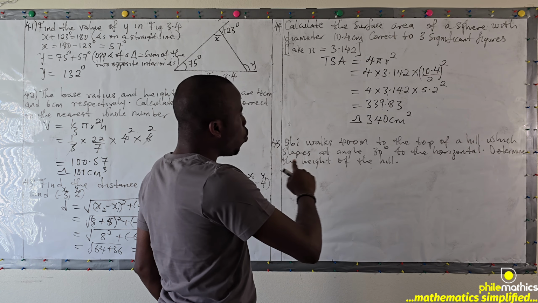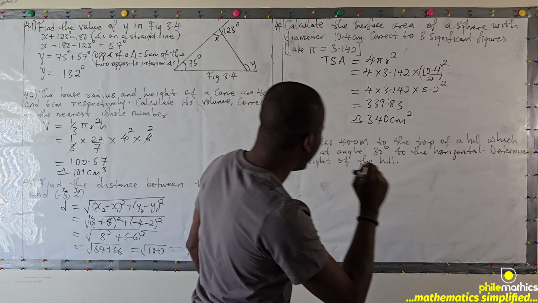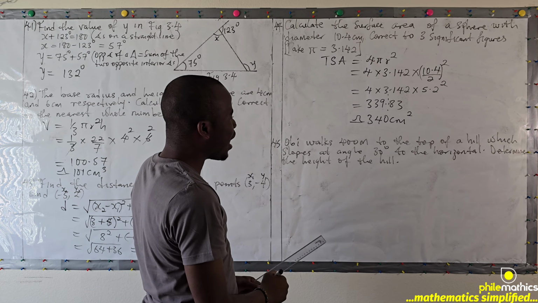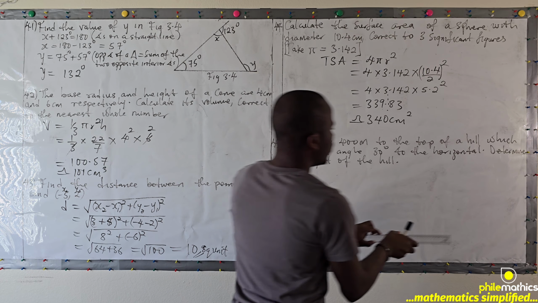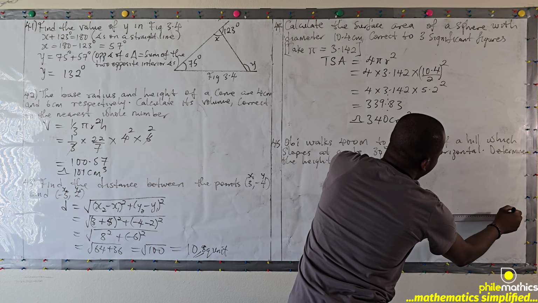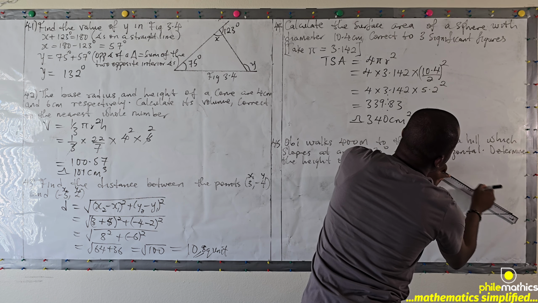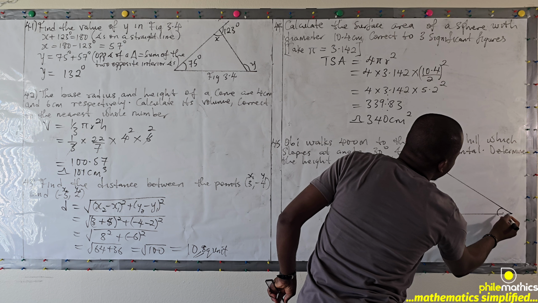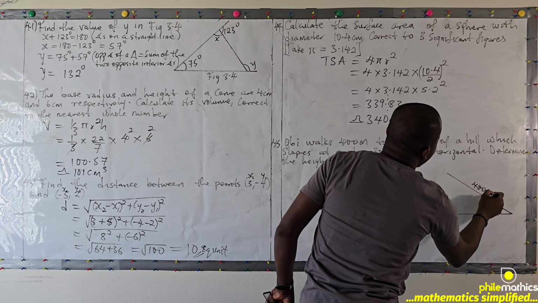45 says Obi walks 400 meters to the top of a hill which slopes at an angle 30 degrees to the horizontal. So if this is the horizontal, Obi walks 400 meters to the top, and the angle slopes at 30 degrees, 400 meters.